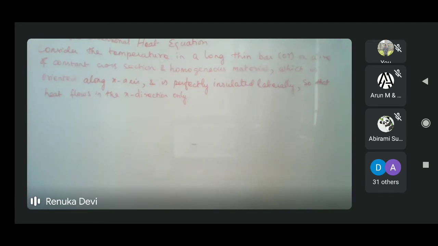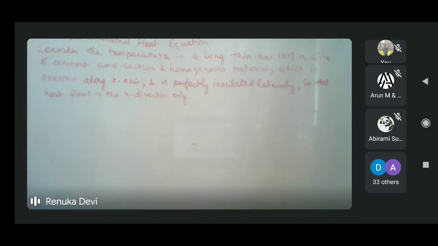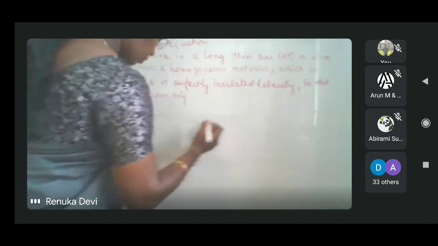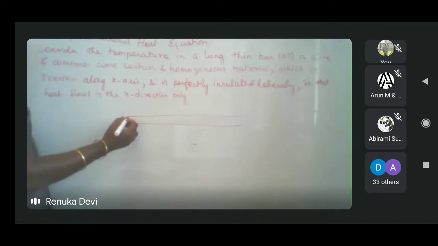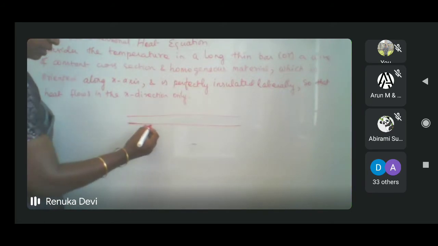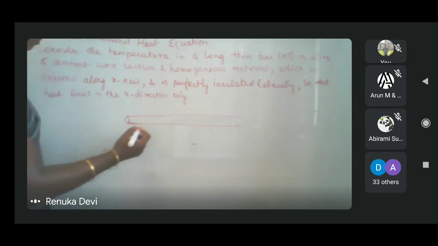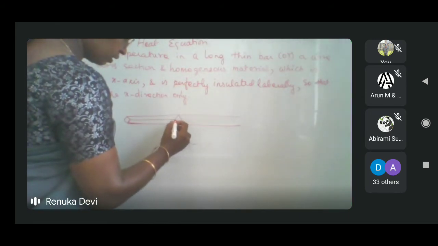So this is the problem. It is given: the temperature in a long thin bar or a wire. Suppose you consider the wire or a bar, it may be like this. And if you consider this cross section, suppose I take the cross section as a square. If it is a bar, it may be like this, isn't it? Inside also you have this structure, the cross section. That is the meaning here.